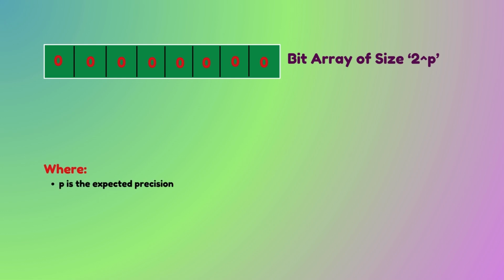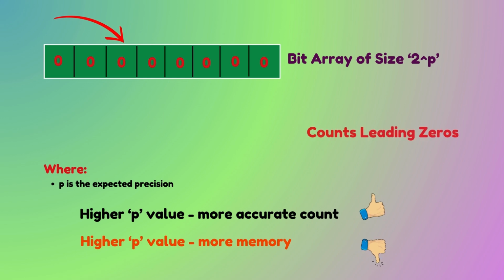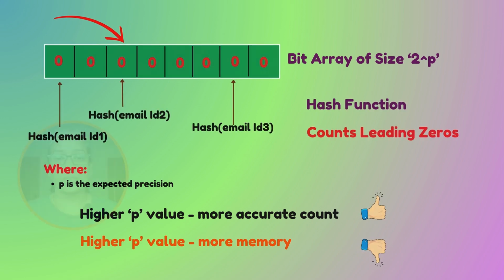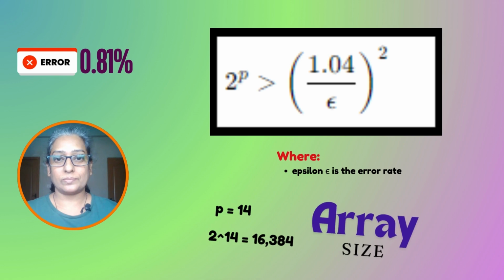Let's understand how HyperLogLog works. To begin with, HLL is initialized as a data structure with a fixed size array of 2 to the power of p elements, where p defines the precision. The higher the value of p, the more accurate the count, but at the cost of using more memory. Each element of the array starts at 0 and tracks the number of leading zeros from the hash of each input. For example, if you allow an error rate of 0.81%, that is less than 1%, the precision value p is determined using the formula shown here.